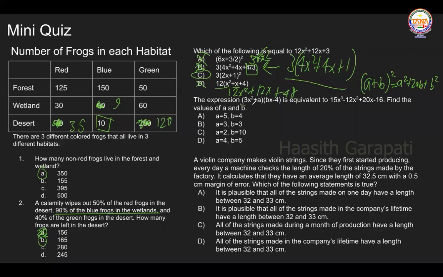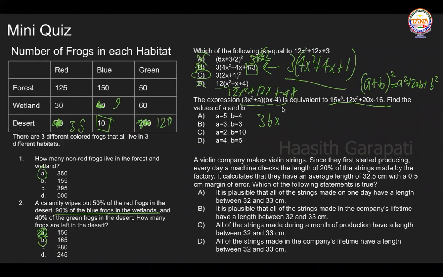Okay, we have a new expression here, and it's equivalent to that expression right over there. Find the values of A and B. Let's expand the first equation first. So it's going to be what? 3b x squared minus 12. Oh wait, no, not x squared. It's going to be x cubed. My bad.